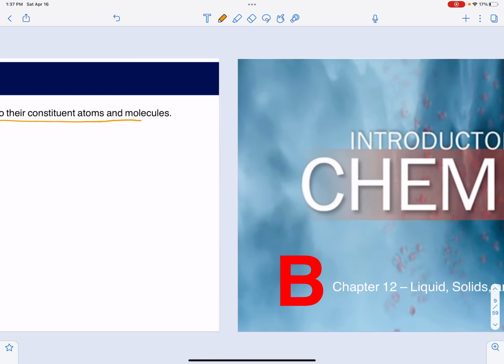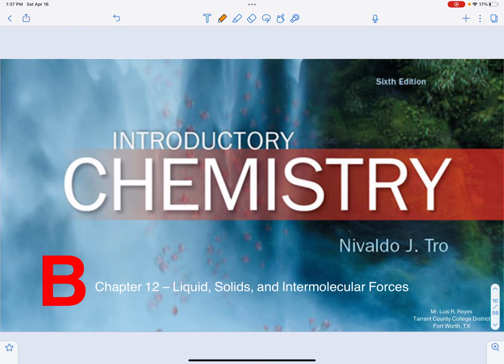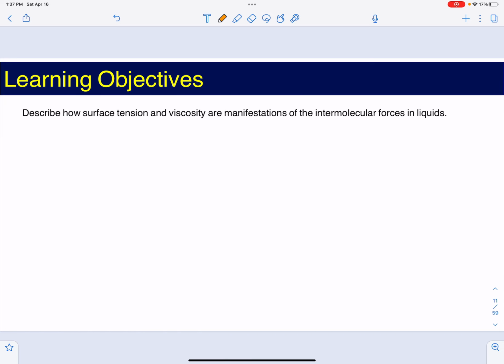And with that said, that's the end of our first section for this chapter. When we come back, we are going to talk specifically about some of the properties that we observe that are due to intermolecular forces.